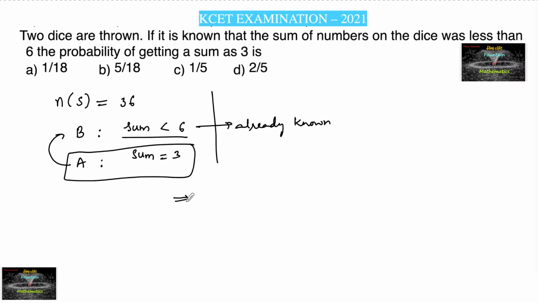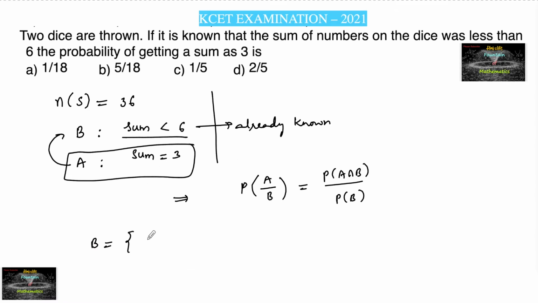That is, it's a conditional probability. We need to find the probability of A by B, the probability of an event A when the event B is already known. So that is P of A intersection B upon P of B. So let's find the elements in B.